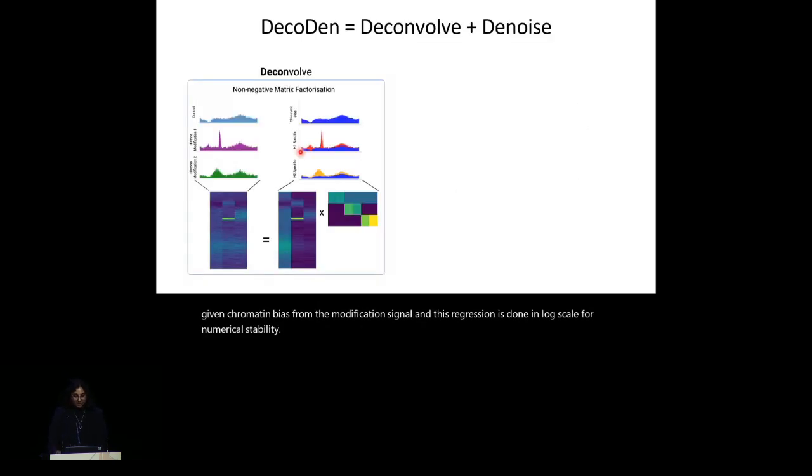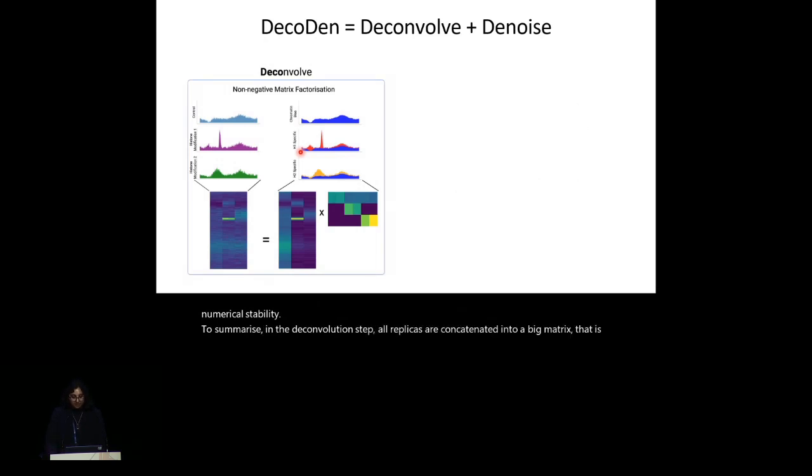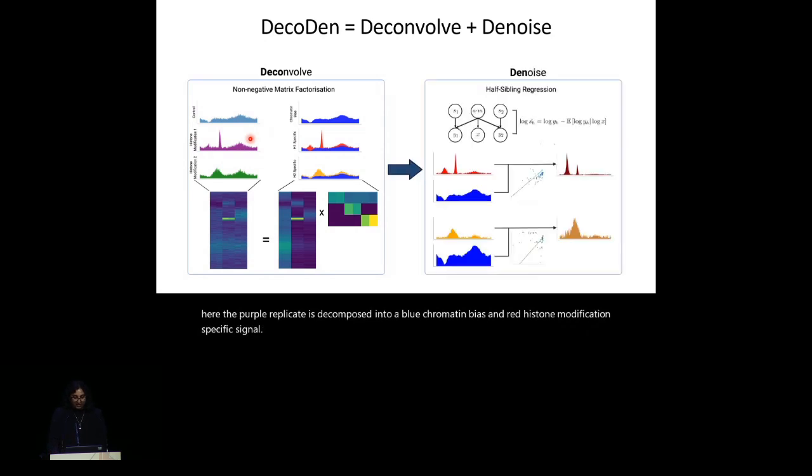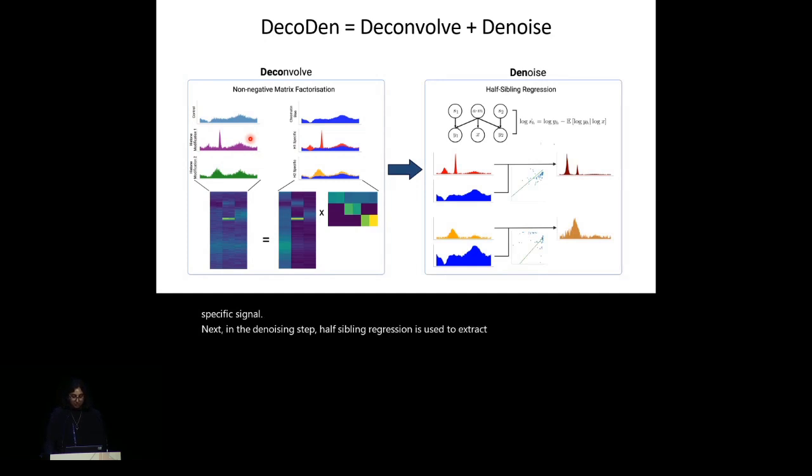To summarize, in the deconvolution step, all replicates are concatenated into a big matrix that is factorized. We estimate the chromatin bias and histone modification specific signal. For example, here, the purple replicate is decomposed into a blue chromatin bias and red histone modification specific signal. Next, in the denoising step, half-sibling regression is used to extract the true enrichment pattern by minimizing the bias introduced by accessibility and mappability.